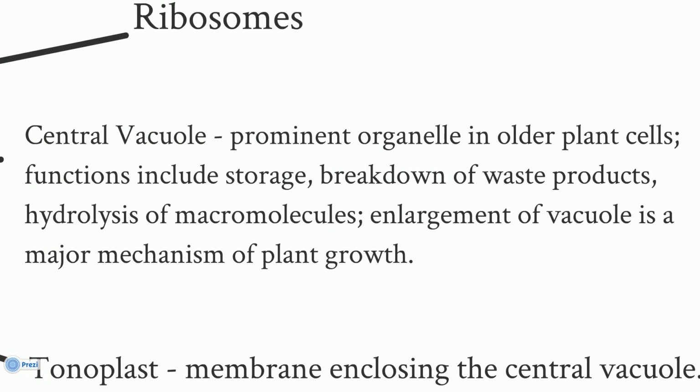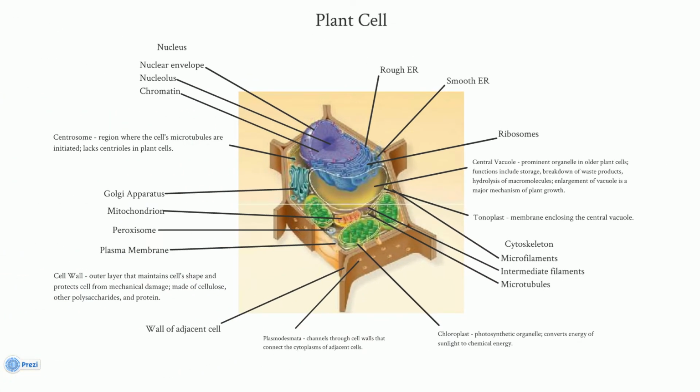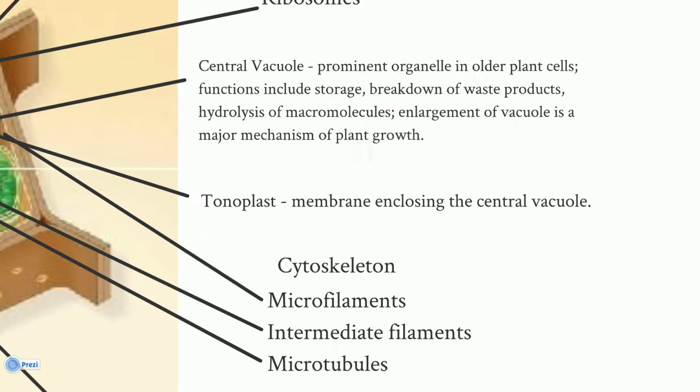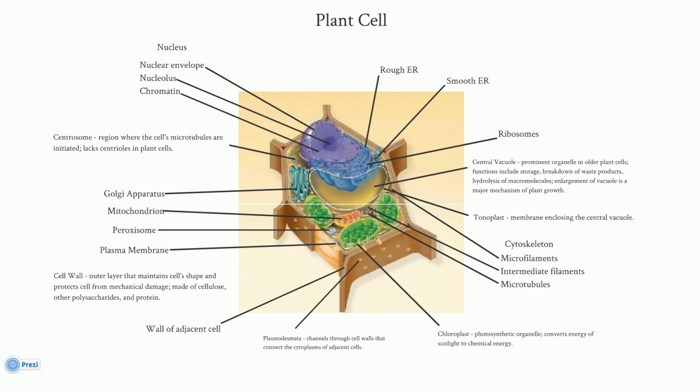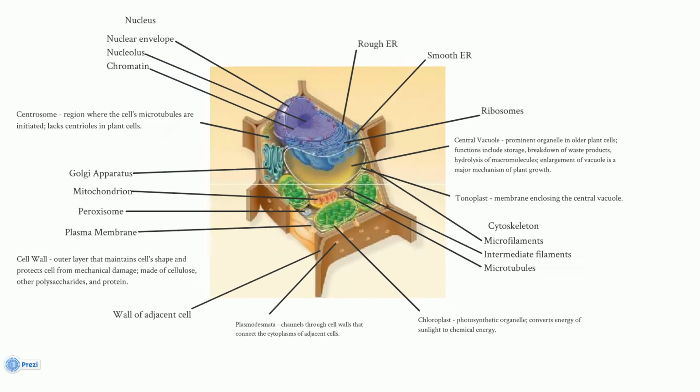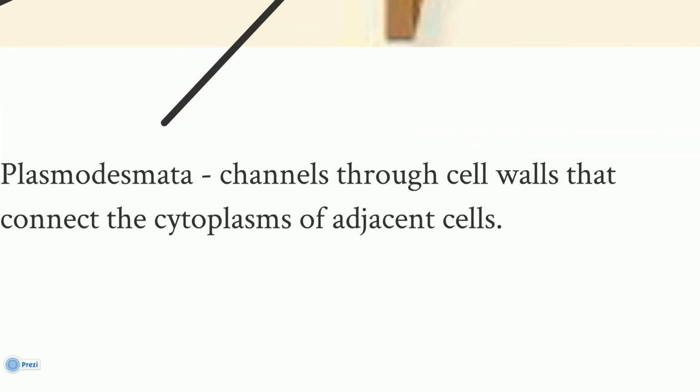Now, the central vacuole is the prominent organelle in older plants. Functions include storage, breakdown of waste products, hydrolysis of macromolecules. Enlargement of the vacuole is a major mechanism of plant growth. The tonoplast is the membrane enclosing the central vacuole, which protects the vacuole. The chloroplast is the photosynthetic organelle which converts energy of sunlight to chemical energy. And the plasmodesmata are the channels throughout the cell walls that connect the cytoplasms of adjacent cells.